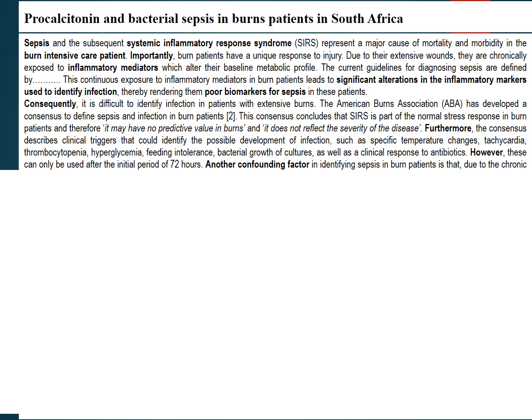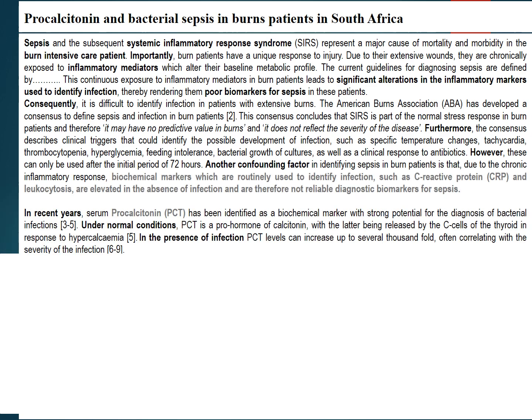Another confounding factor, so another thing that is just adding insult to injury in identifying sepsis in burns patients, is that due to the chronic inflammatory response, the biomarkers which are routinely used, such as C-reactive protein, are elevated in the absence of infection, and therefore not reliable as diagnostic biomarkers for sepsis. So there, major problem. There we have it.